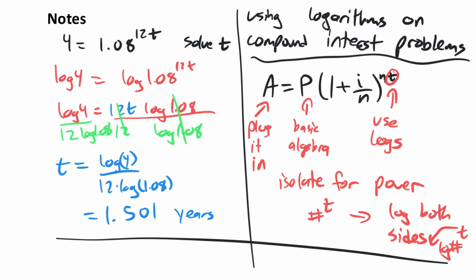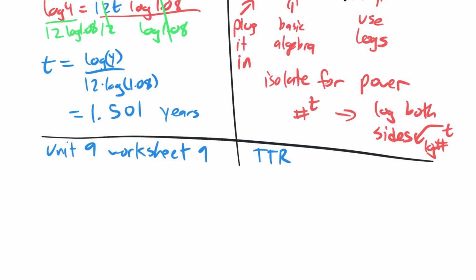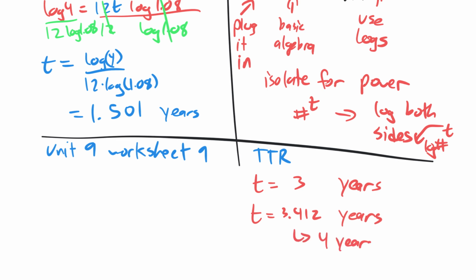So for practice, you can work on Unit 9, Worksheet 9. And a thing to remember that might be worth just writing down is that if you get your time equal to 3, then that's just a year. It's probably in years, or it might be in months. But if you get time equal to 3.412, I guess that is a year. But if they ask you for the nearest whole number year, you're probably going to have to go up to the next number and go to 4 years. Just because 3.4 isn't a whole number of years.